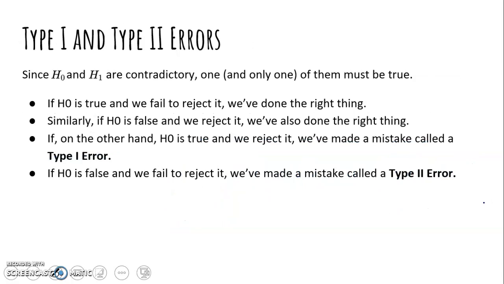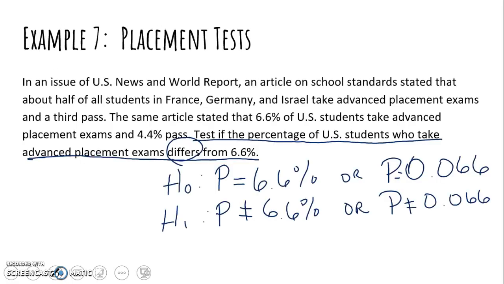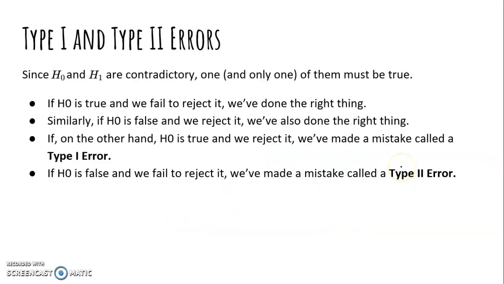Okay, so on to something called type 1 and type 2 errors. Since the null and the alternate hypothesis are contradictory, one and only one of them must be true. Let's go back and look at this. You can't have a proportion equal to 6.6% and not equal to 6.6% at the same time. It's not possible. So one has to be true and the other one is not true.